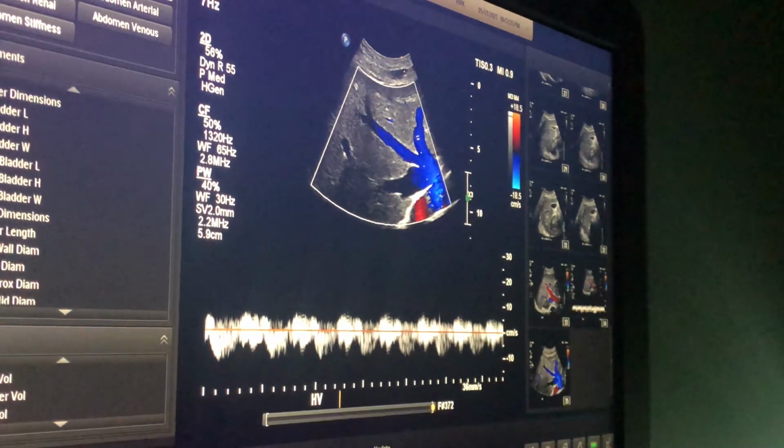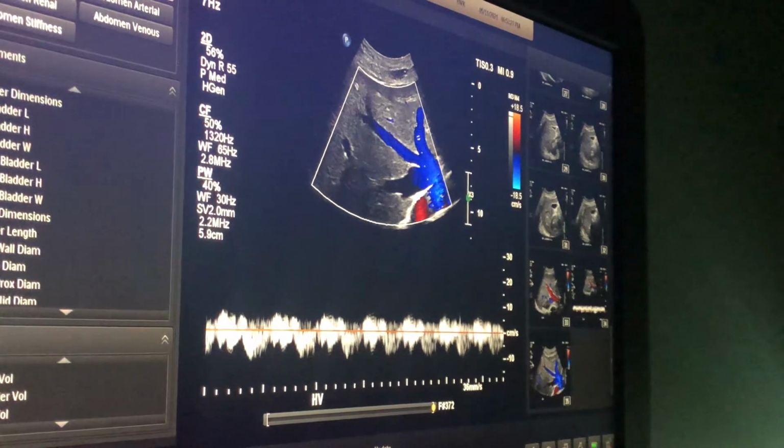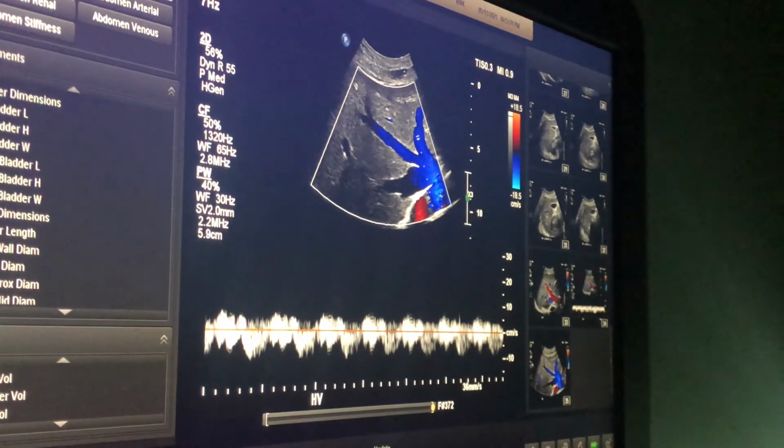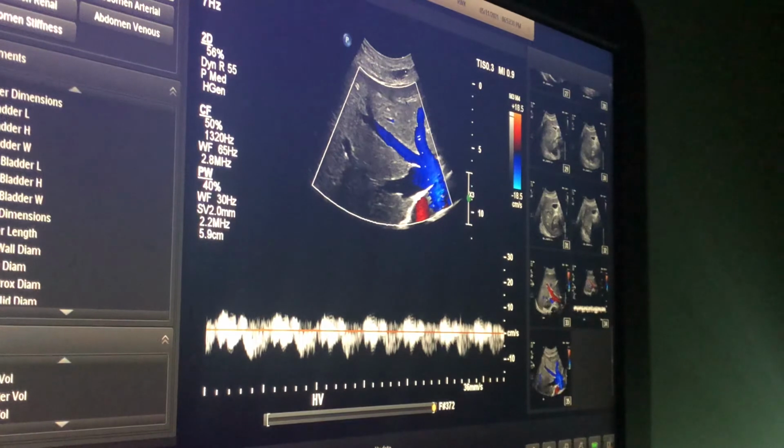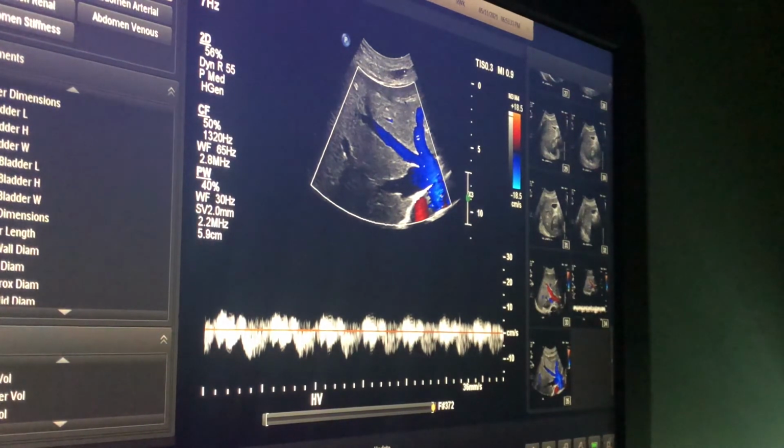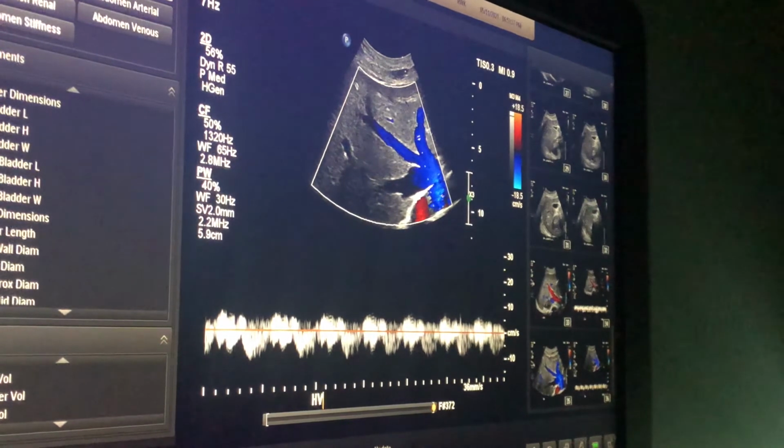Go ahead and breathe, patient. So the flow is multiphasic. It is mostly below the baseline, and it's hepatofugal, moving out of the liver and into the IVC, which is what we want. Now I'm going to look at the common bile duct.